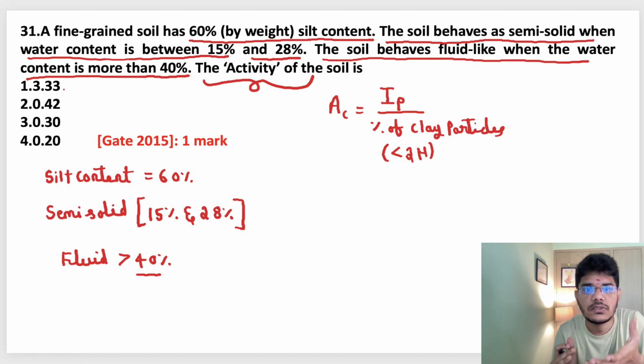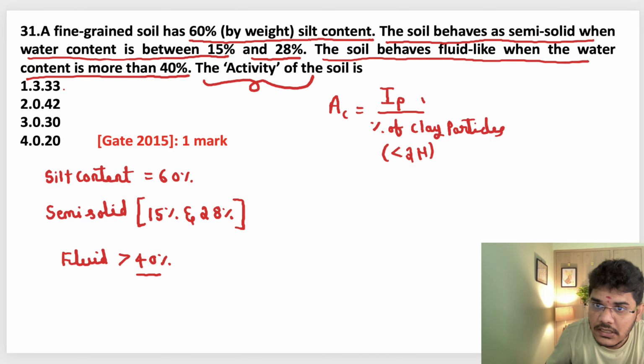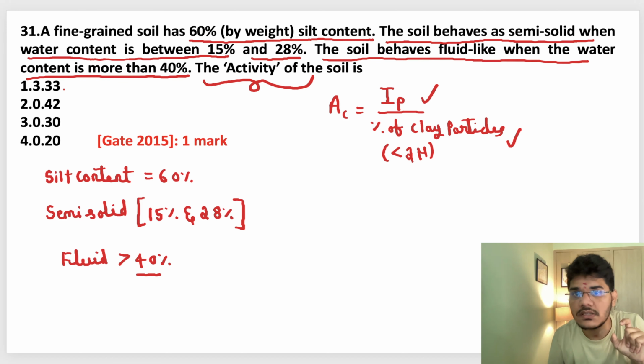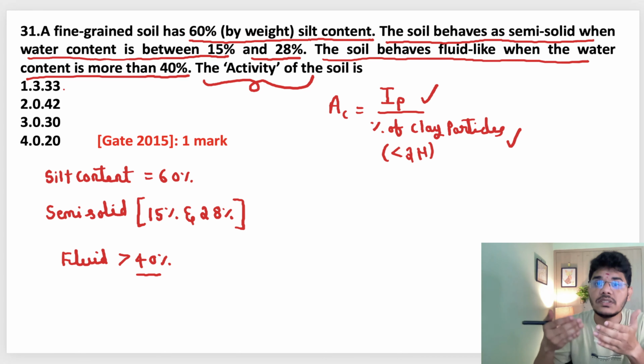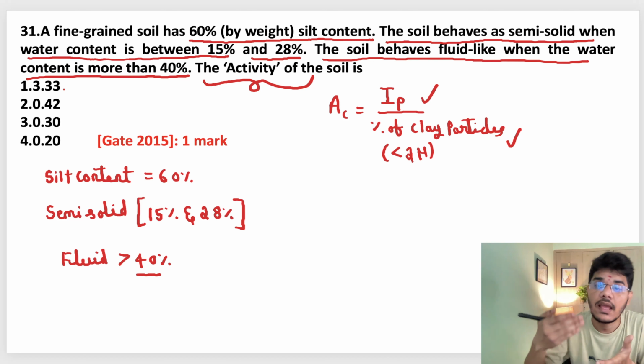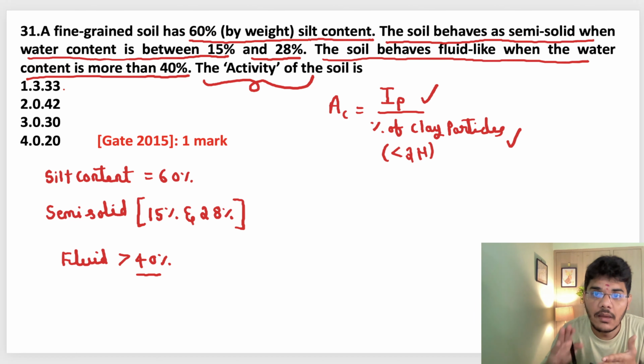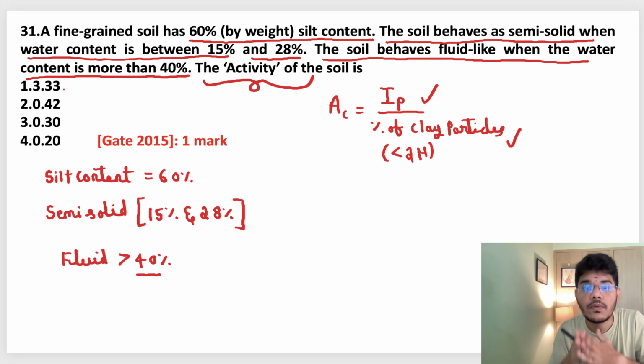Let me define what the activity number is and what its use is. Activity number is nothing but the ratio of plasticity index to the percentage of clay particles. Its significance is that by using the activity number we can know how much swelling and shrinkage can happen in a soil. That is why activity number is a function of IP and percentage of clay particles.